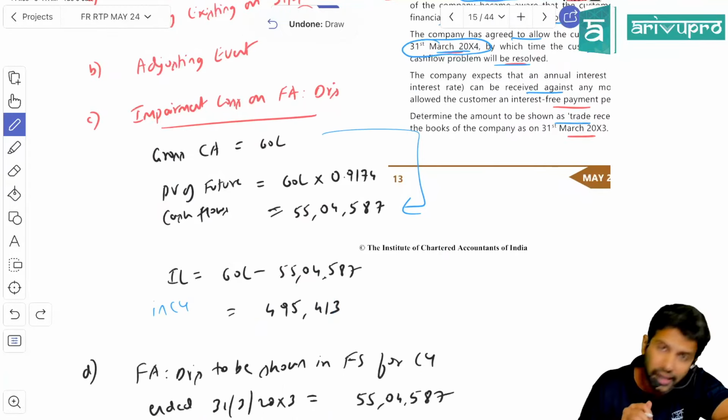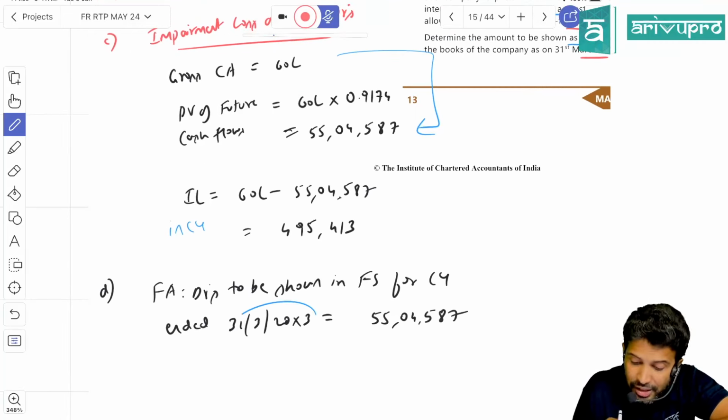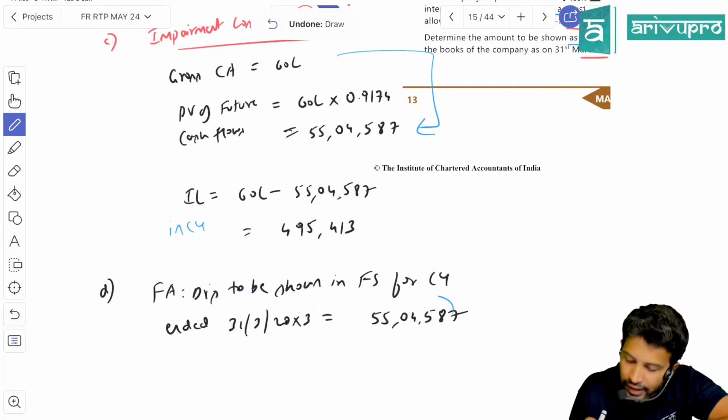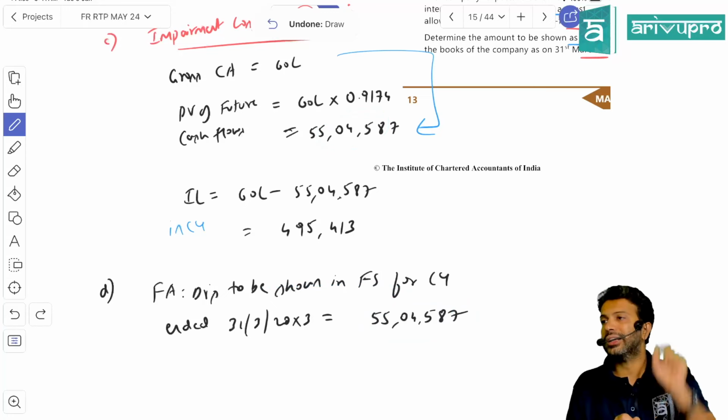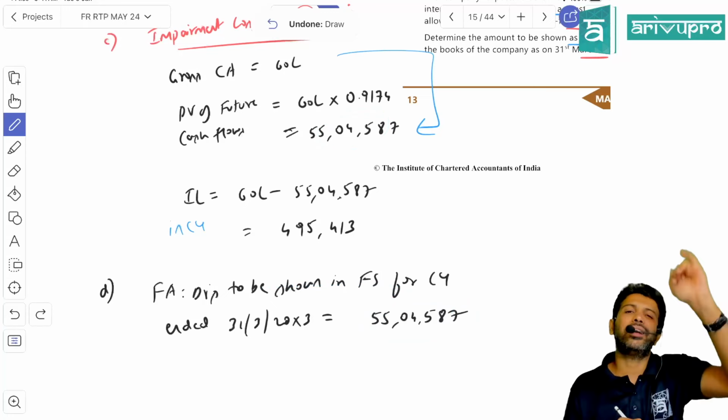And the value of debtors that you will show in the current year, 31st March 20x3 balance sheet, is not 60 lakh. After booking the impairment loss, it becomes 55.04587. That is the value of the debtor you have to show in the current year's financial statements.